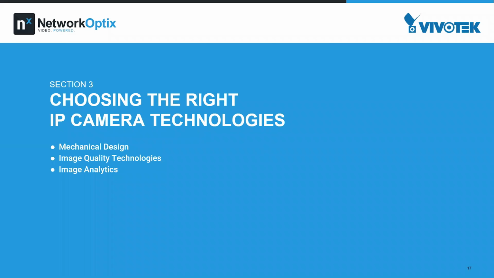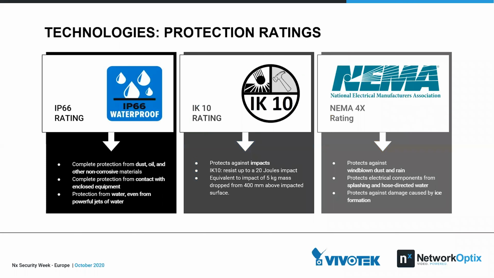So once we have chosen the, let's say, the form factor, the resolution, and the series that we need, then we need to take care of the technology that we want to have in the camera. Usually you have three main things to take into account. The first one is the mechanical protection of the camera. As remember, the bullet cameras, for example, they have a metal protection. So the idea is that you can install them in outdoor environment.